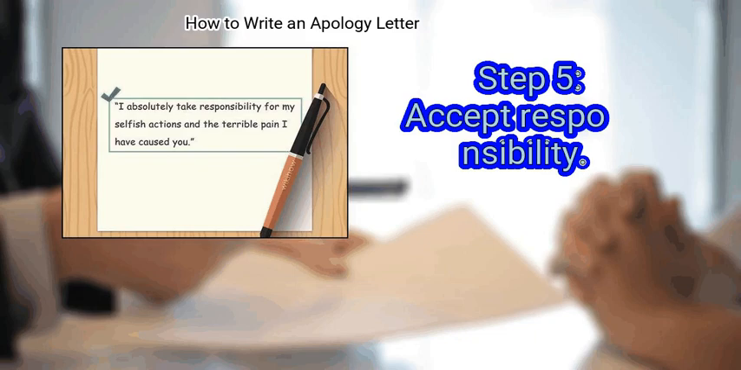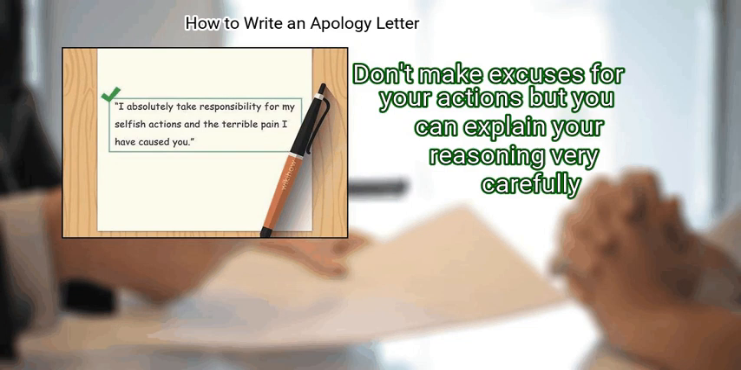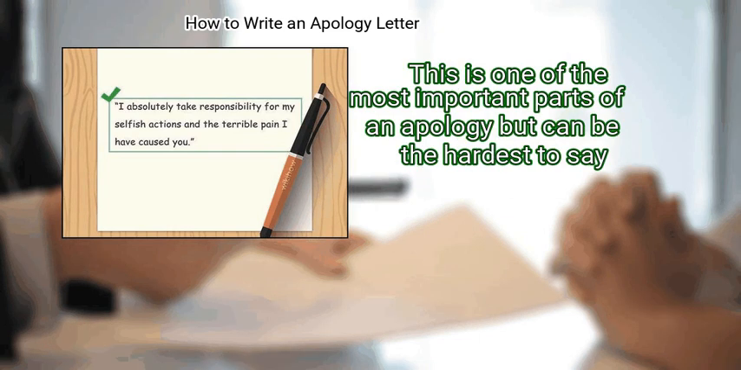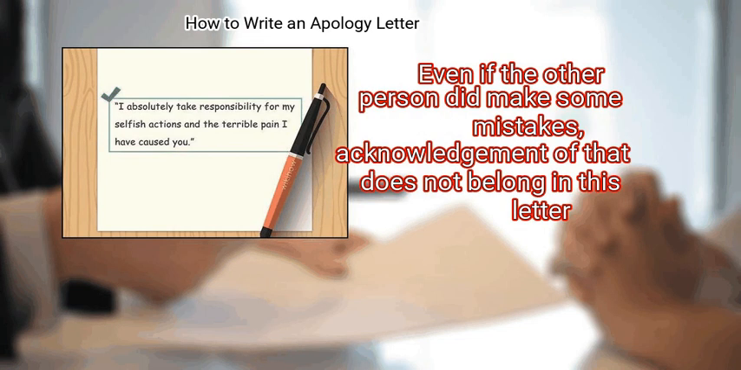Step 5. Accept responsibility. Don't make excuses for your actions, but you can explain your reasoning very carefully. This is one of the most important parts of an apology but can be the hardest to say. Even if the other person did make some mistakes, acknowledgement of that does not belong in this letter.